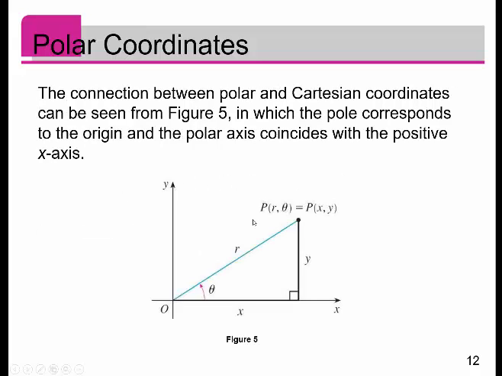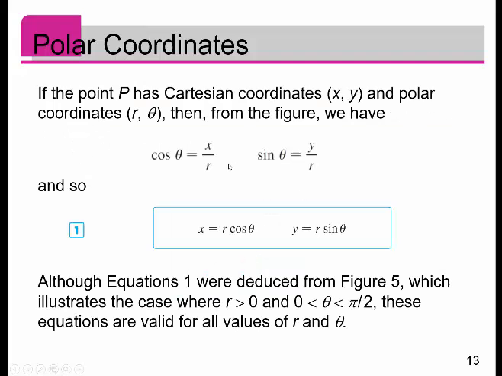The connection between polar coordinates and the Cartesian plane can be seen below in Figure 5, in which the pole corresponds to the origin, right here. The polar axis corresponds to the positive x-axis. This is still our radius. Here's our x and our y. You can see this triangle that you've seen before in pre-calculus. Now we can draw a circle that has radius r, going through this point, and you can use SOHCAHTOA to figure out how to convert between (r, theta) and (x, y).